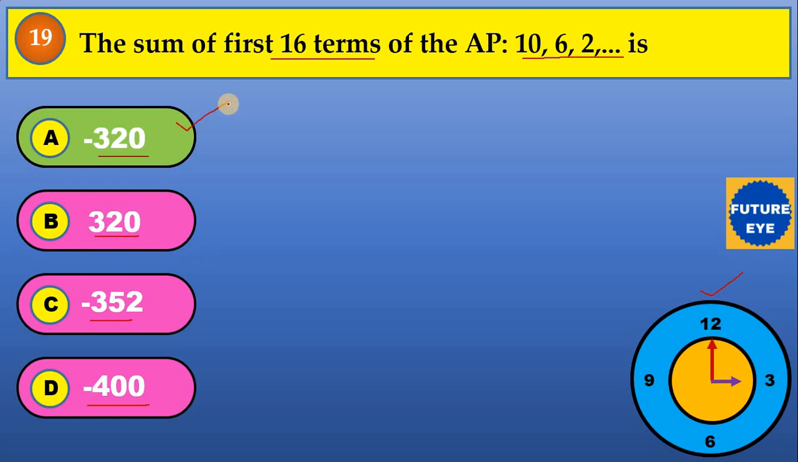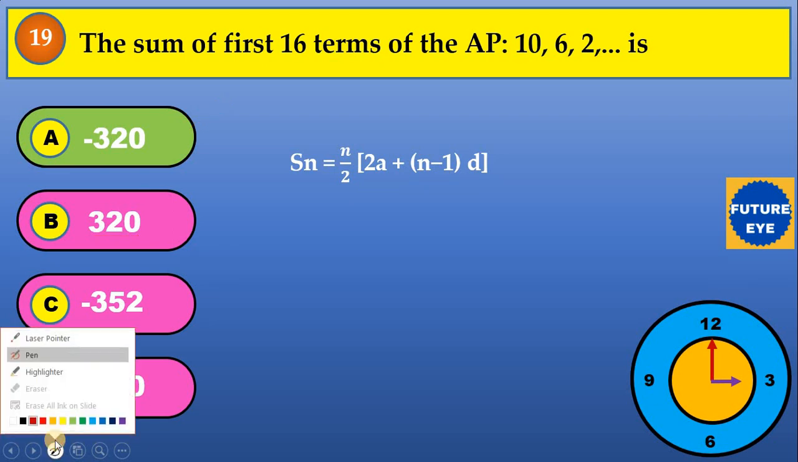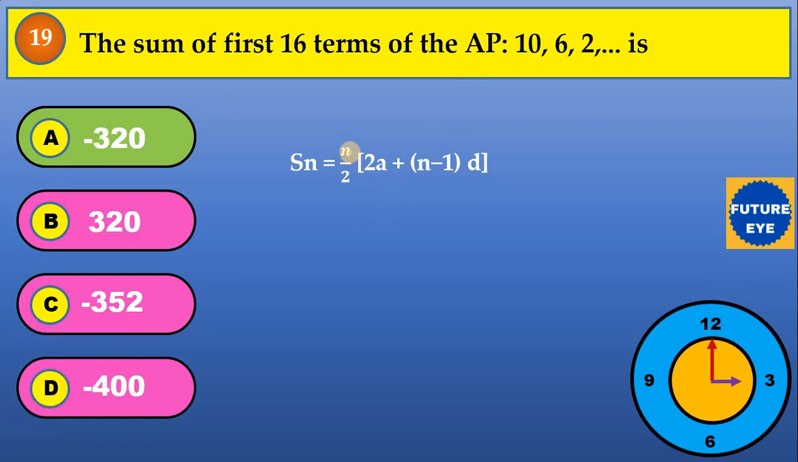Let's see how to solve. Before that, we have 3 sum finding formulas. Among that, which one do you want to use? The first one: Sn is equal to n by 2 into 2a plus n minus 1 into d. So now let's substitute the values, children. We have to find the sum of 16 terms, hence n value is 16. The a value is the first term here, 10, and n value again 16. And the d value, how will you find d? 6 minus 10 is minus 4.